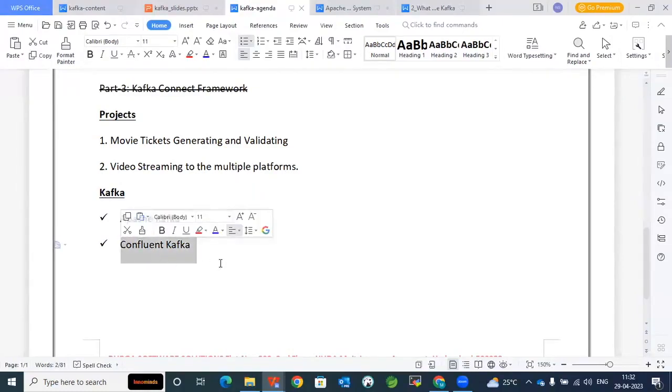And coming to Confluent Kafka, we have two options. One is the community version. The second one is the enterprise version. The community version is completely free, but the enterprise version is not free. We will use Apache Kafka for our part 1, and we will use the Confluent Kafka community edition for part 2. The differences between Apache Kafka and Confluent Kafka we'll discuss in our upcoming sessions when we really start the installation.